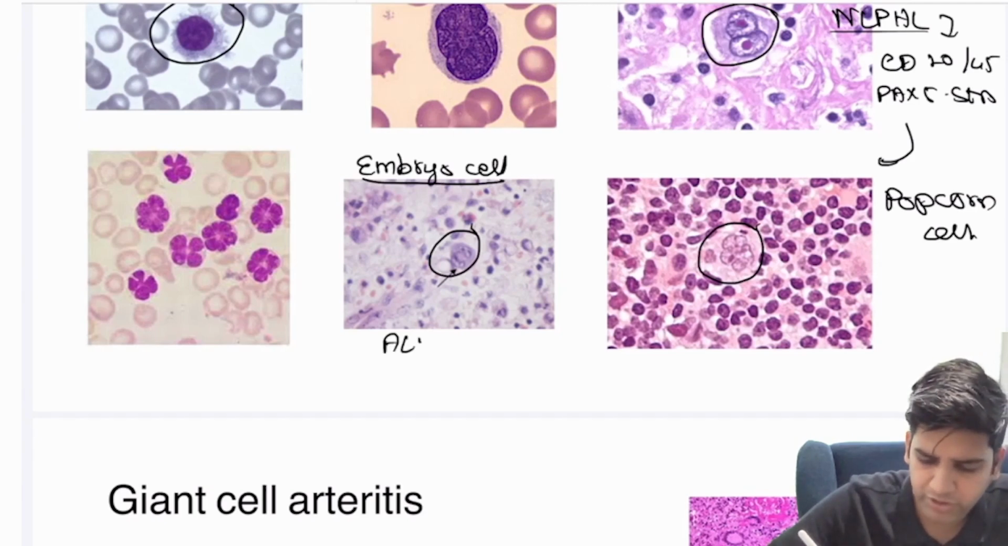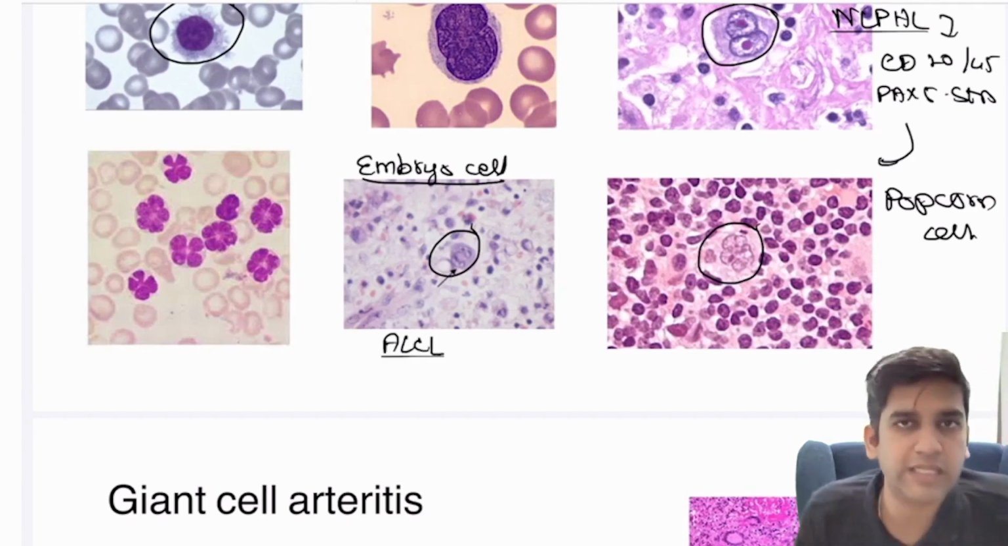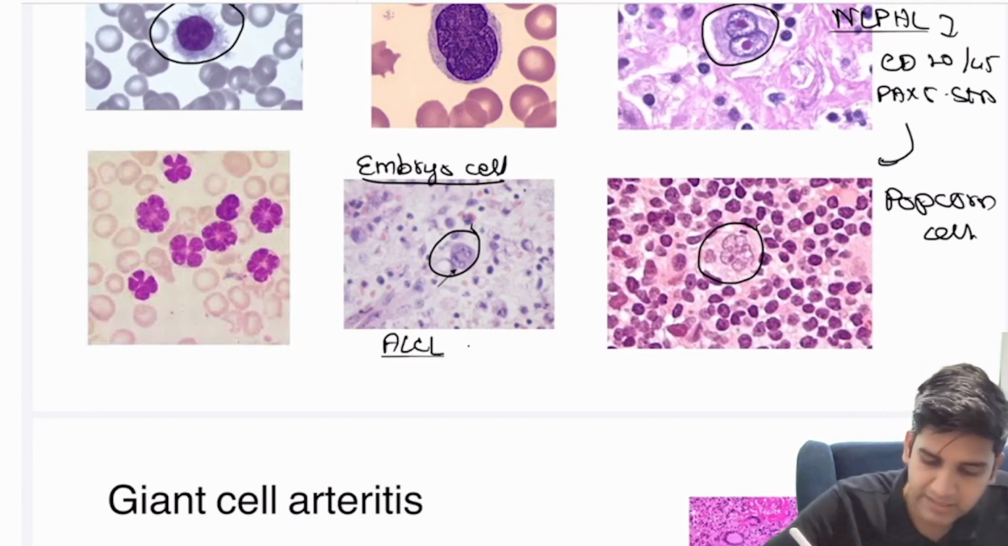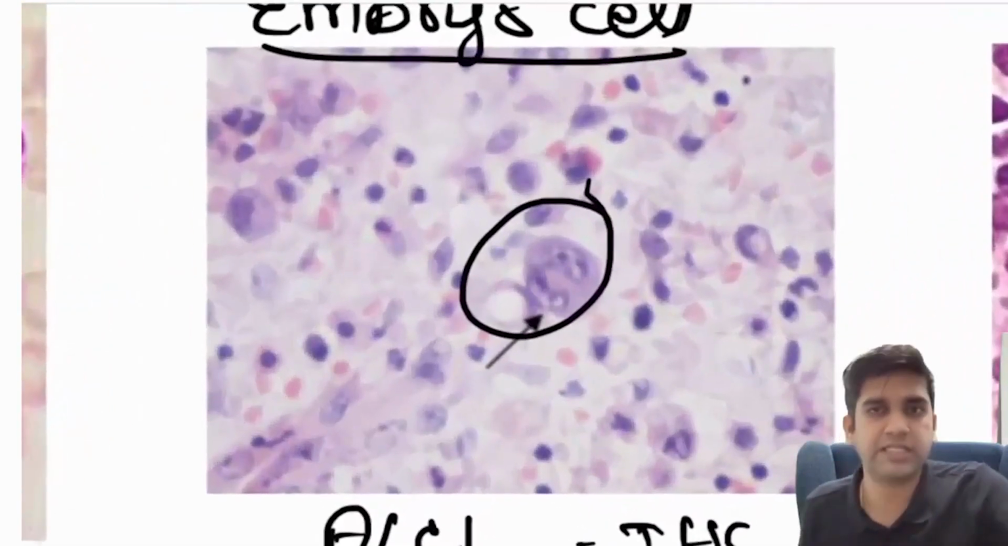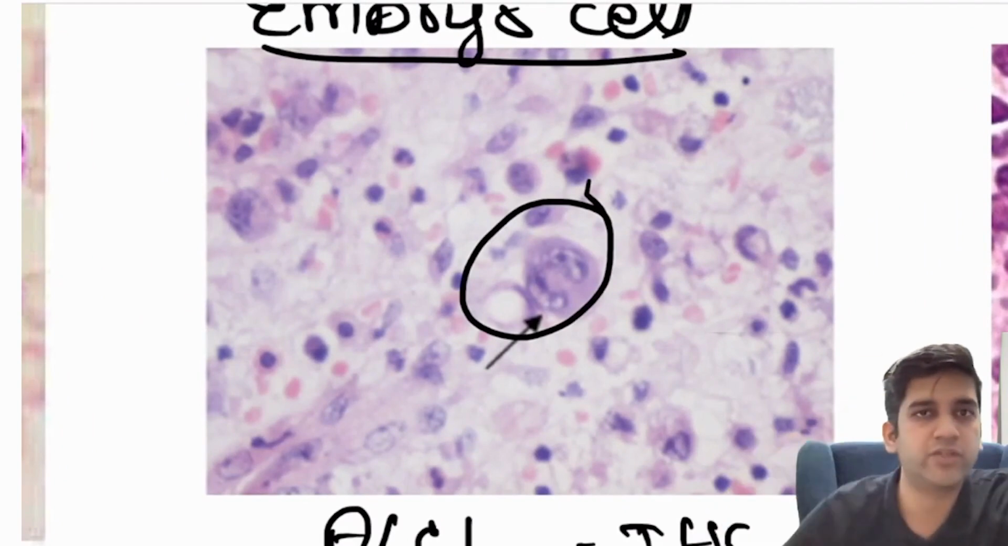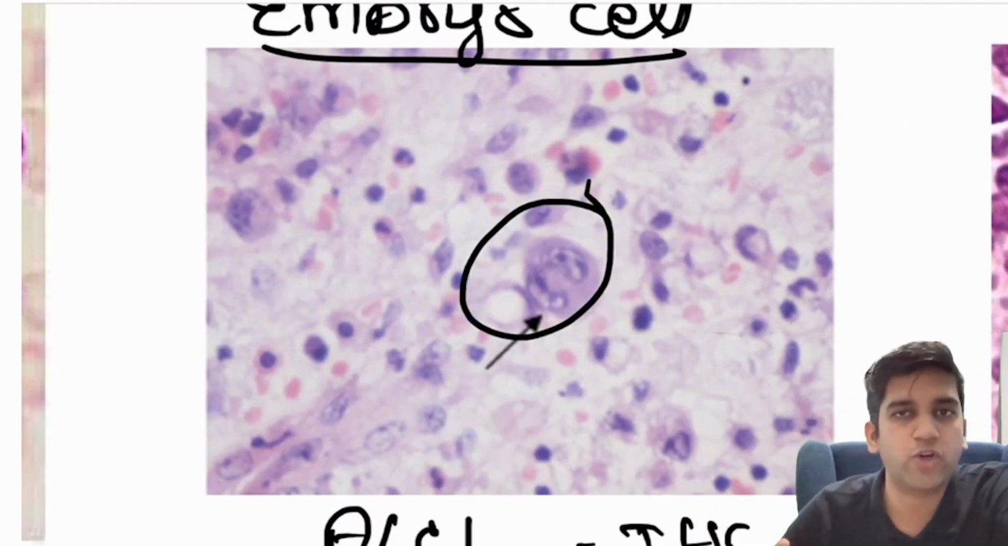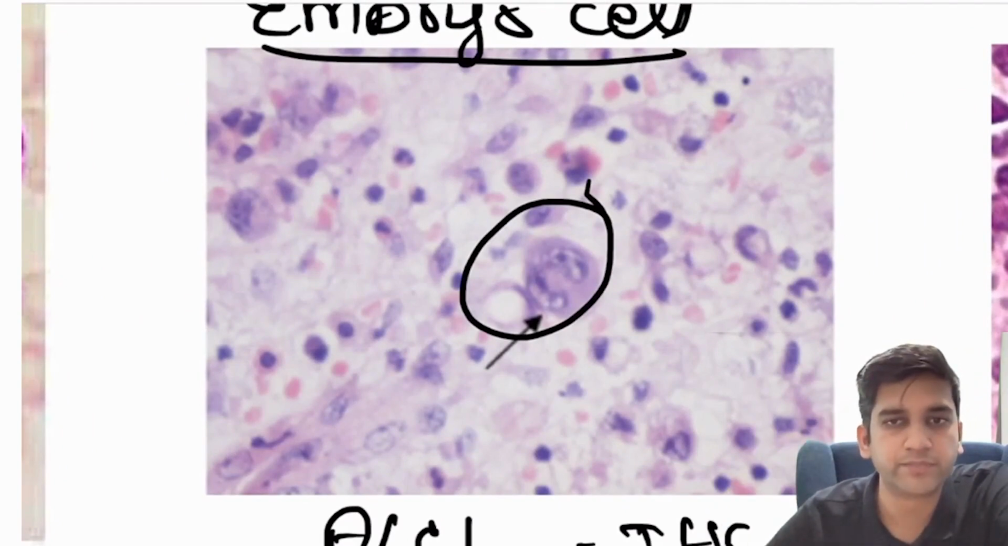We have a condition called ALCL, anaplastic large cell lymphoma. In anaplastic large cell lymphoma, one of the important IHC is your ALK. It will be ALK1 positive or ALK positive. This is a classical finding of an anaplastic large cell lymphoma where you have a kind of an embryo-like or a hallmark cell here. Fine.